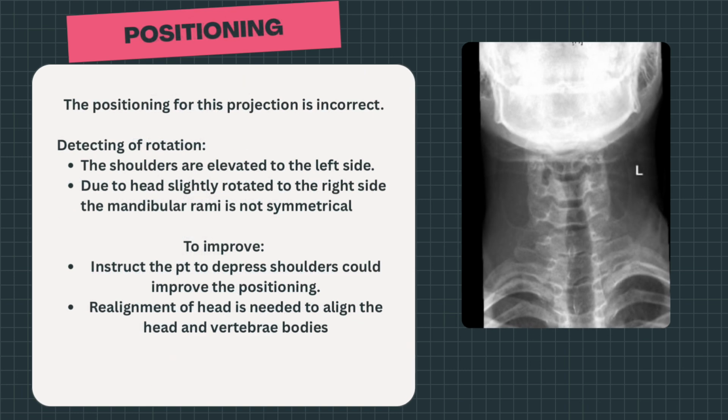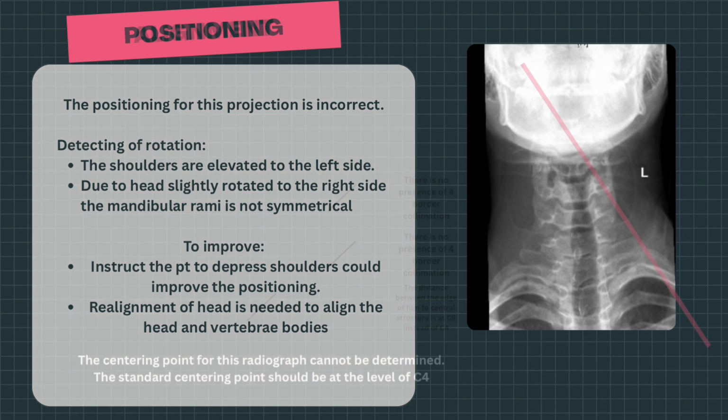Next is the positioning. Based on the radiograph, the positioning for this projection is incorrect. By detecting the rotation, the shoulder is elevated to the left side. Due to the head being slightly rotated to the right side, the mandibular rami are not symmetrical. To improve this radiograph, instruct the patient to depress the shoulders parallel to the IR. Realignment of the head is needed to align the head and vertebral body center to the radiograph.